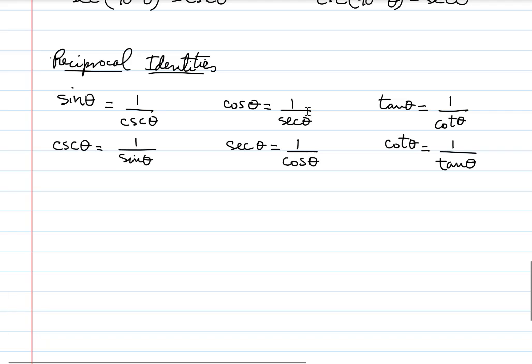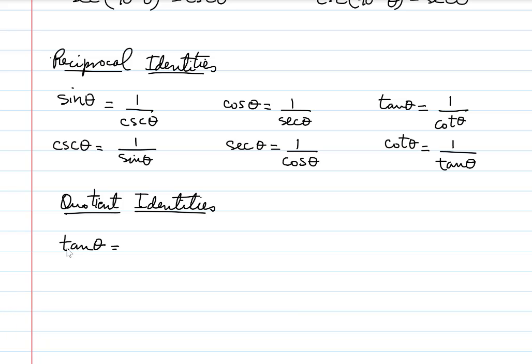The other identities that we're going to get are going to be the quotient identities. Okay, and these are pretty straightforward, guys. There's only two here. We have the tangent of theta is equal to sine theta over cosine theta. So tangent is sine over cosine. And guess what? From these reciprocals here, you know, tangent is the reciprocal of cotangent and vice versa. So if tangent is sine over cosine, cotangent is going to be that flipped, cosine over sine. There it is. So we have the quotient identities.